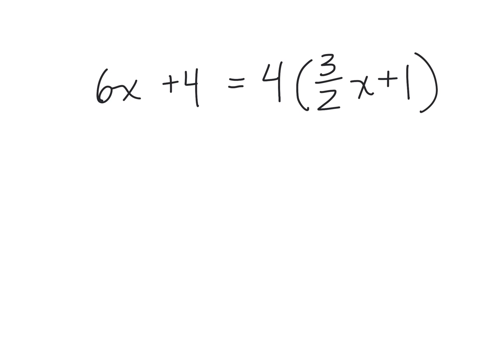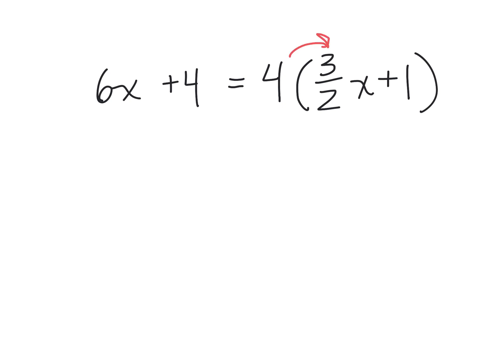So for our final example here, we kind of up the ante a little bit, if you will, with this equation. We have 6x + 4 is equal to 4 times the quantity 3/2 x + 1. Of course we have variables and constants on both sides, but you'll also notice on the right, we have a coefficient out in front of the parentheses, meaning it's probably a good time for us to do some distribution. So we'll go ahead and take care of that first.